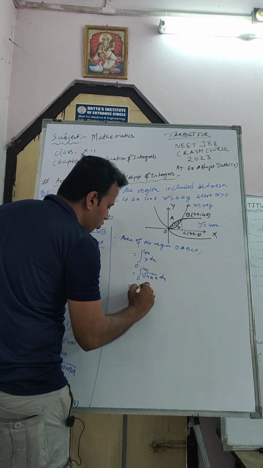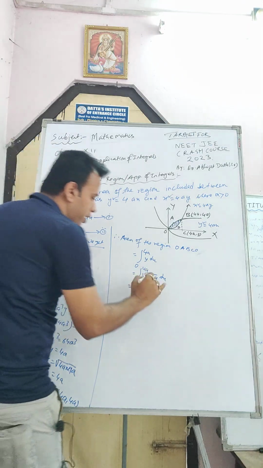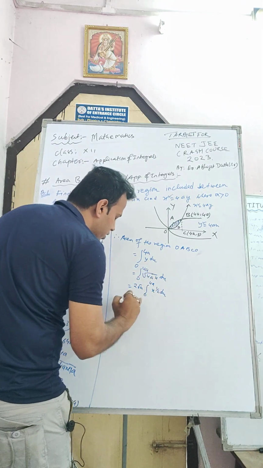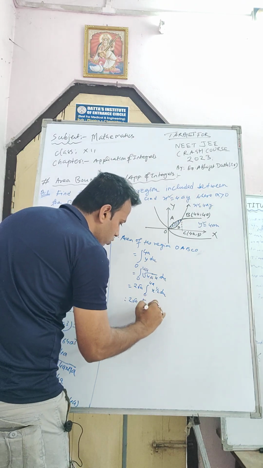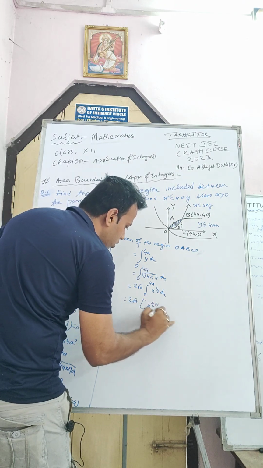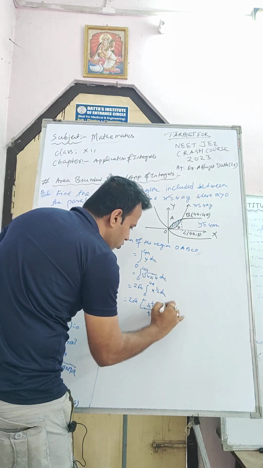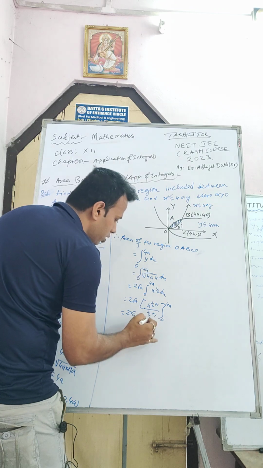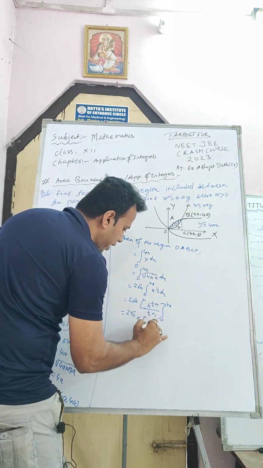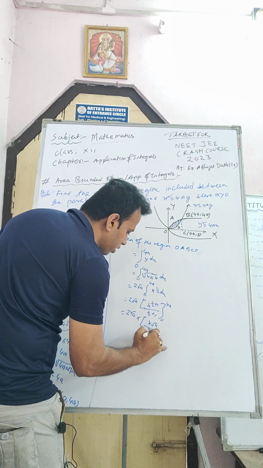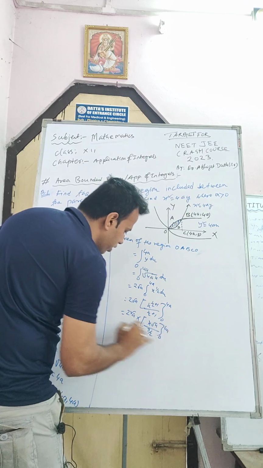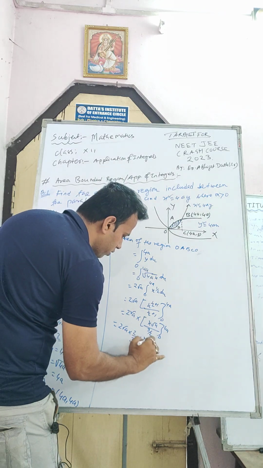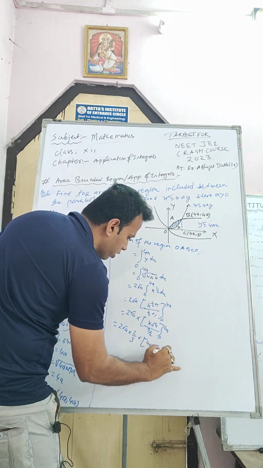So it will come out as 2 root a, and x to the power 1 by 2 dx. Now 2 root a times x to the power 1 by 2 plus 1, that is 3 by 2, from 0 to 4a. Now 2 root a, it will be 2 by 3, and here 4a into root over 4a minus 0.